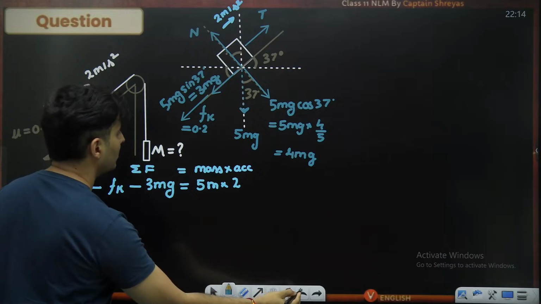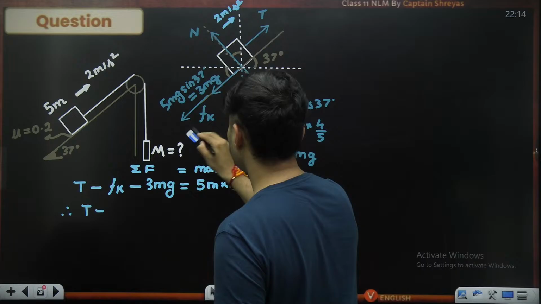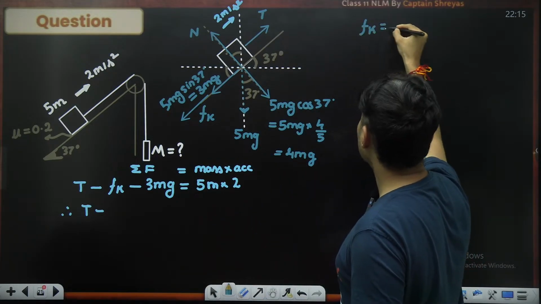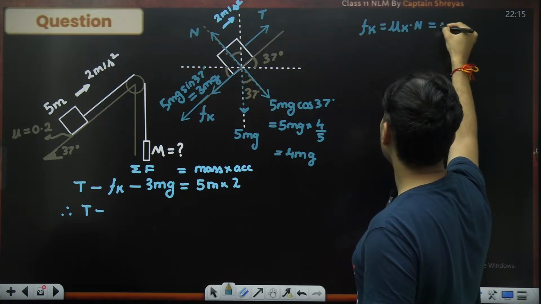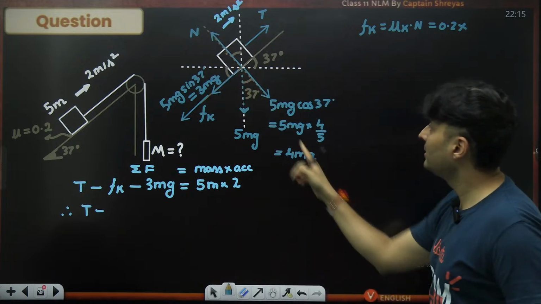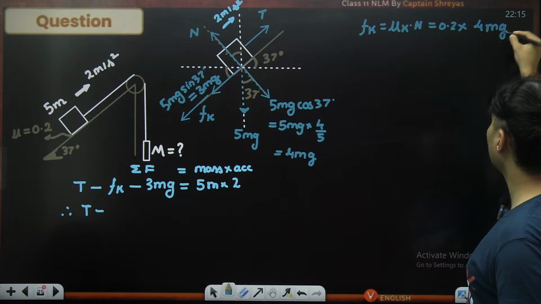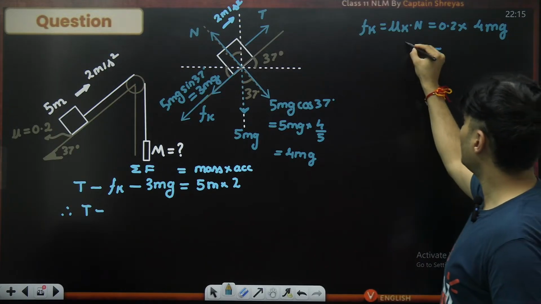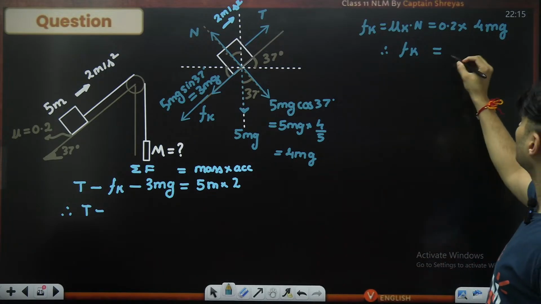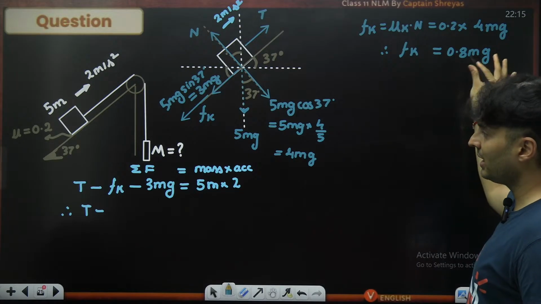Oh, great. So let's find out Fk separately, because a lot of calculations will be there and it will look very confusing. Fk is mu k into N. Mu k is 0.2. How much do you think is the normal force? Normal will balance the component of this weight, so it will be basically 4 mg. So Fk will be 0.2 into 4 mg, which is 0.8 times mg.